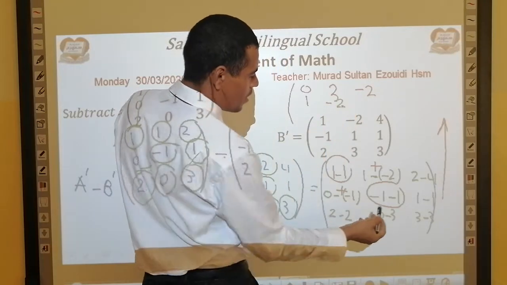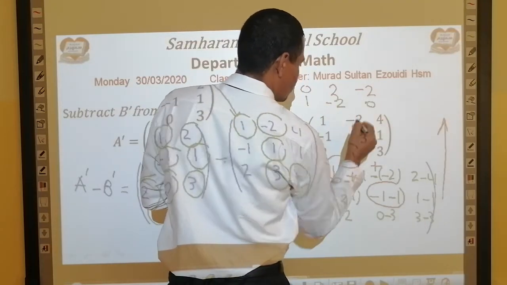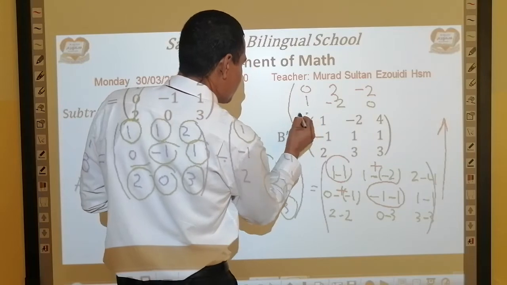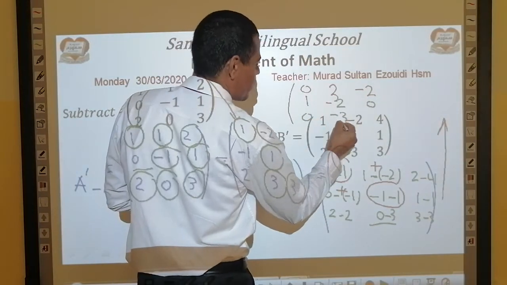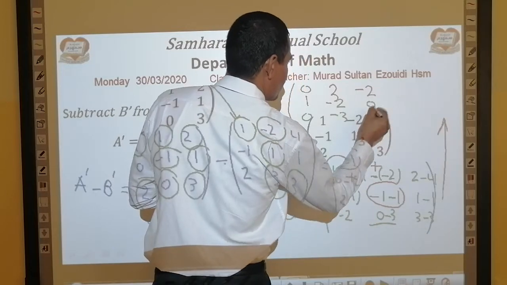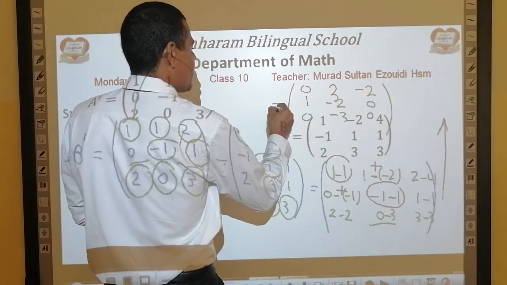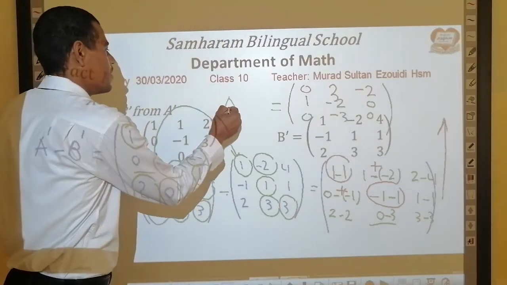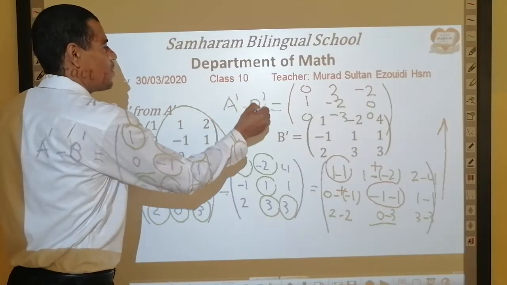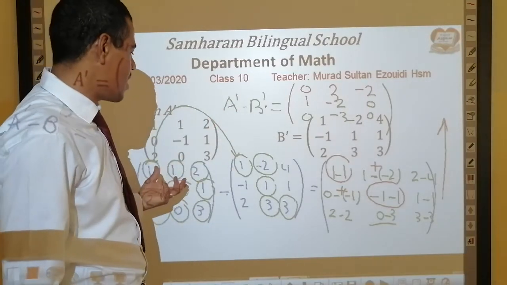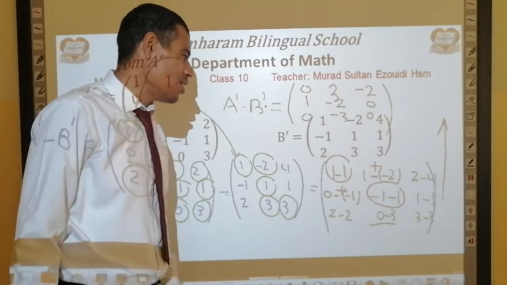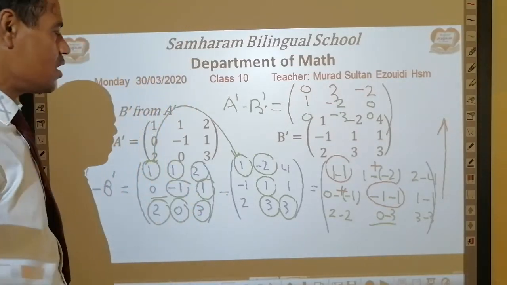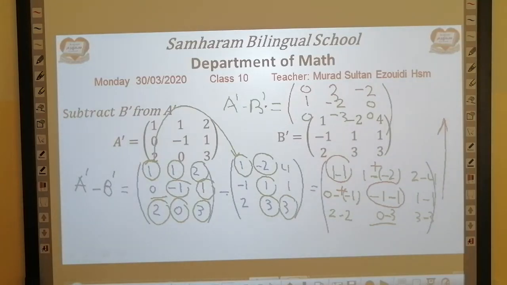Then 1 minus 1 is 0. The third one, 2 minus 2 is 0. Then 0 minus 3 is negative 3. And 3 minus 3 is 0. This is the answer, my kids. This is A prime minus B prime. You can note that starting from square matrices, we reach another square matrix. The answer should be a square matrix.